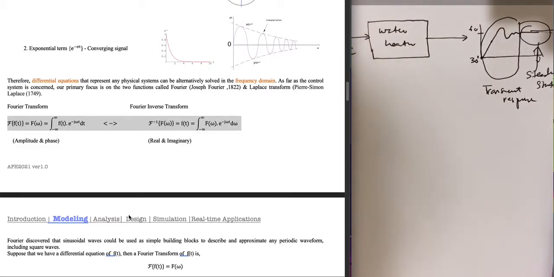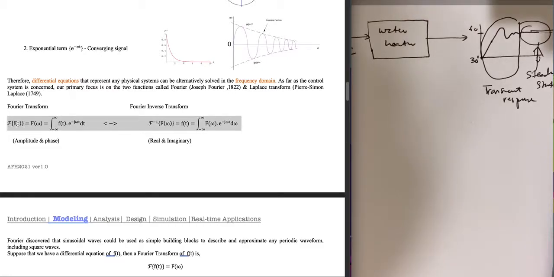There are other transformations as well, but as far as this course is concerned, we are focusing on Fourier and Laplace transform, particularly Laplace transform, because it suits this control sort of framework. Okay, that's the Fourier transform.